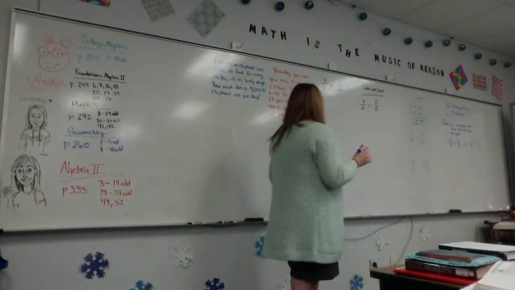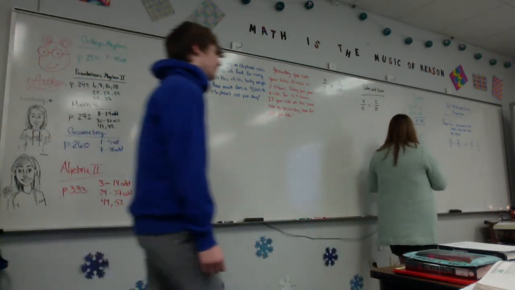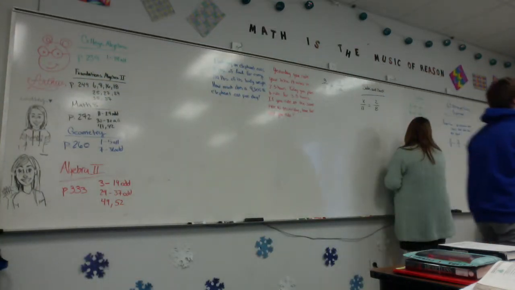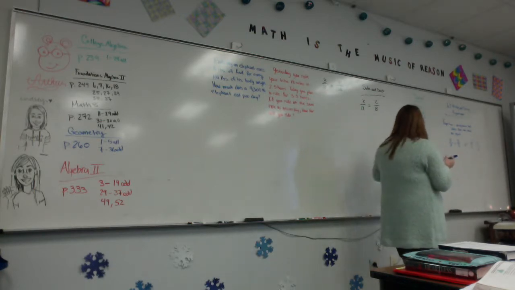Good review. Now, what about 2/7 equals x over 21? Oh, I know what you do. Okay, what, Josh? You do times 3 again. Times 3 again, 2 times 3 is 6, so x equals 6. Okay, I just want to know what x equals right now.